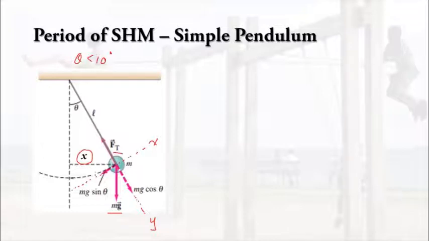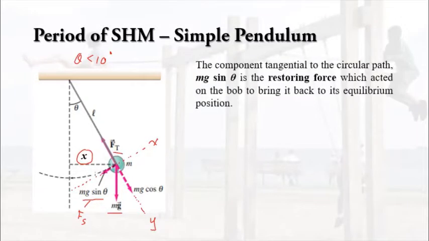Now, go through this diagram again and try to identify the force that causes the object to move back to its original position, its equilibrium position. Based on this diagram, the force that causes the object to move back to its equilibrium position is mg sin theta. Therefore, we call this the restoring force. The component tangential to the circular path, mg sin theta, is a restoring force, which tries to bring the object back to its equilibrium position.